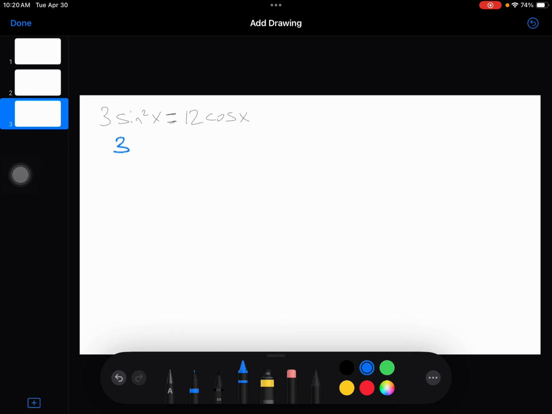So let's look at some sample A-levels exam questions with regard to trigonometry. And you might notice that basically this is just the quadratic formula, this type of question.